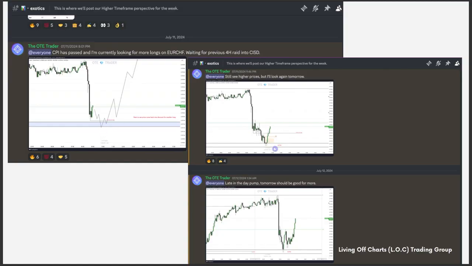But eventually it went all the way down into the 1-hour fair value gap, so there was no opportunity in this area here. But once we hit that 1-hour fair value gap, I was very confident after we started to form that change in the state of delivery that the next day would also be an expansion up higher.